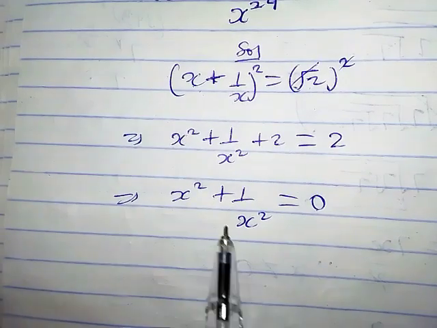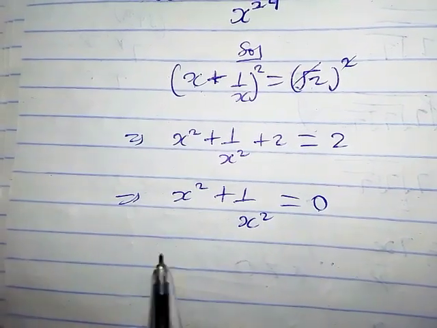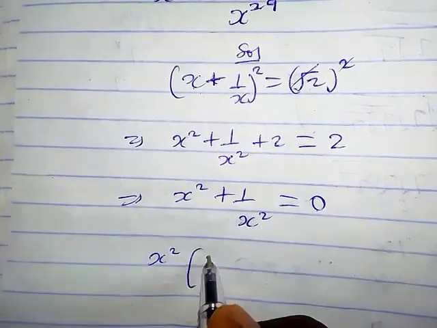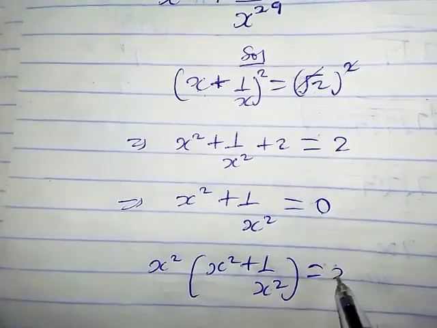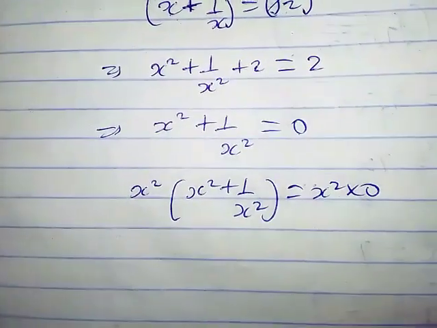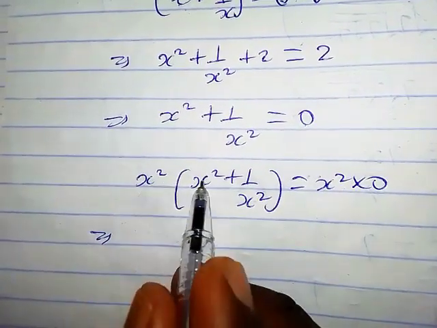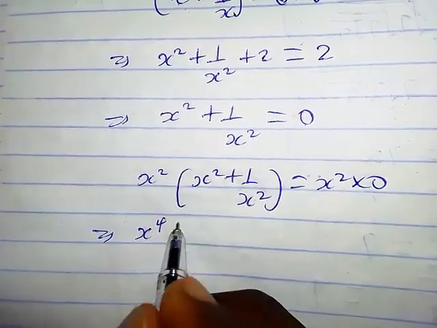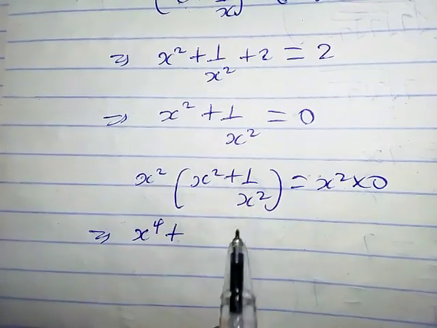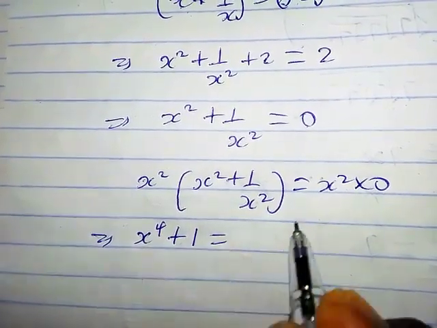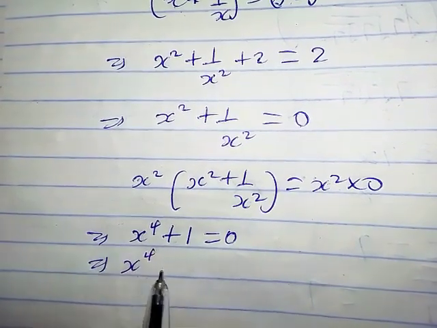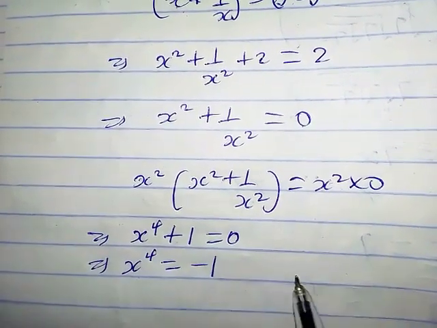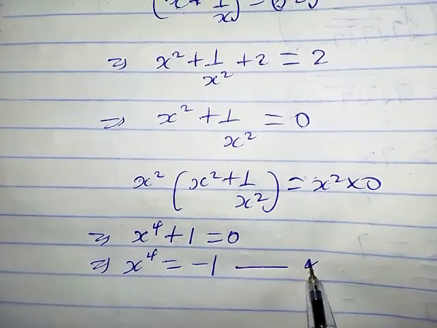So let's multiply both sides of this equation by x squared. So we're going to have x squared times x squared plus 1 over x squared equals x squared times 0. So this implies x squared times x squared, that is x raised to the power 4, plus x squared times 1 over x squared, that is 1, equals x squared times 0, that is 0. So this implies x raised to the power 4 equals negative 1. So let's take note of this, and we call it star.